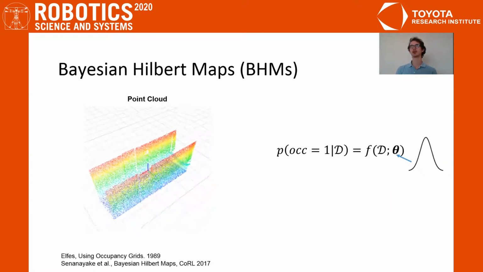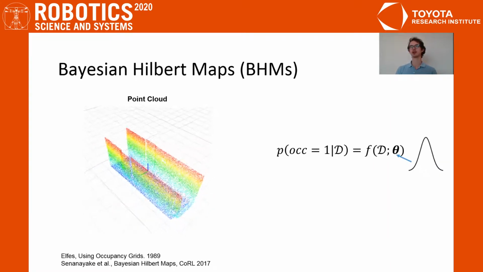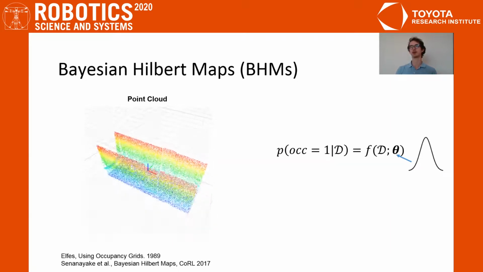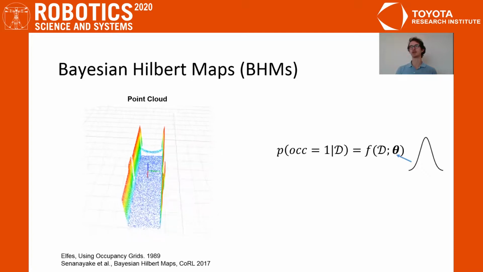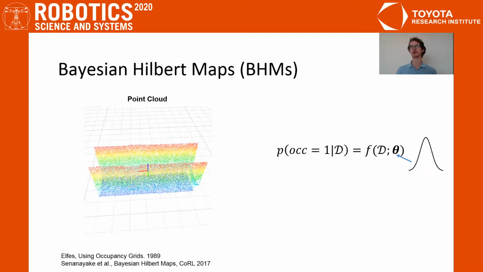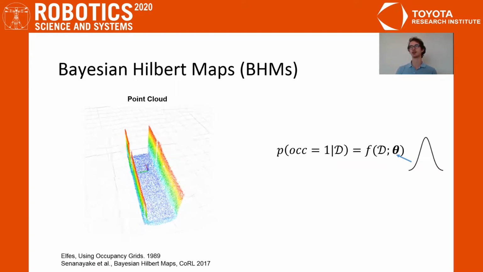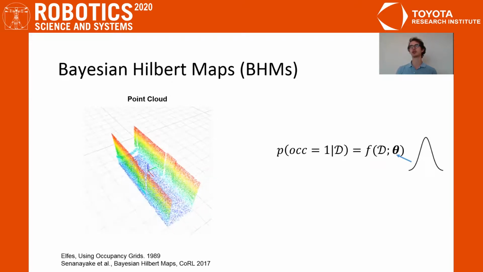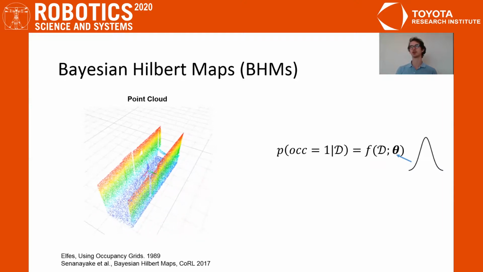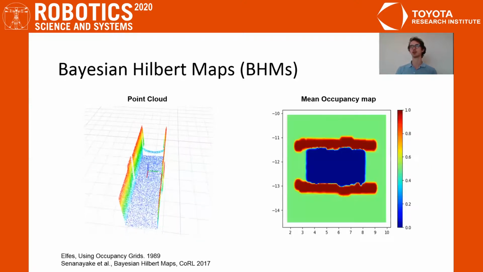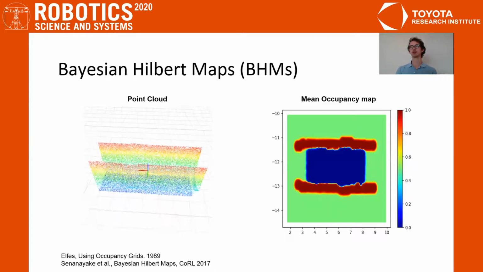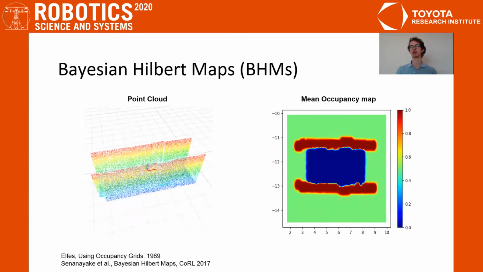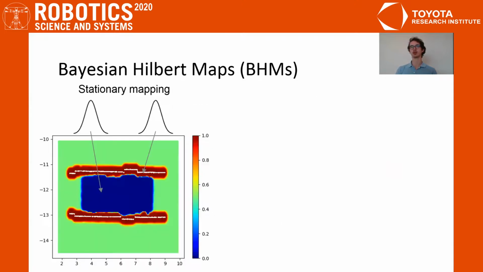Since we are interested in modeling epistemic uncertainty rather than using occupancy grid maps, we use Bayesian Hilbert maps. Bayesian Hilbert maps model the environment as a continuous function f with parameters theta that must be learned. Because we model uncertainty, these parameters are probability distributions rather than point estimates. We only show the mean occupancy map on the right. Red indicates occupied areas, blue indicates free areas, and green are where we are not sure.